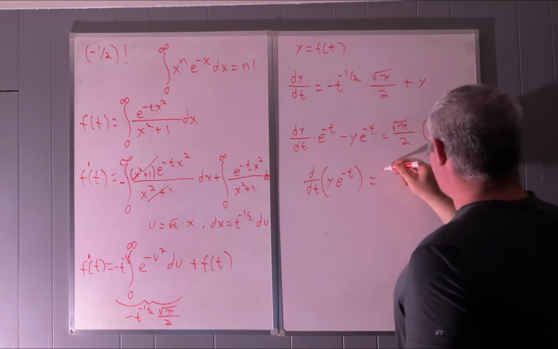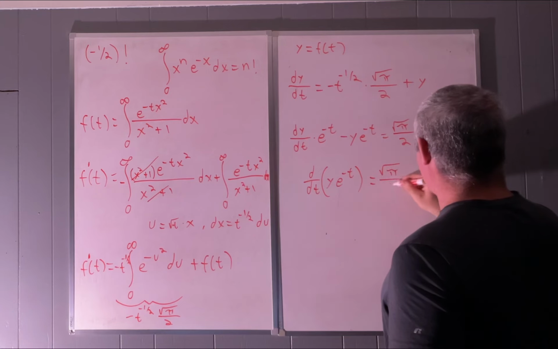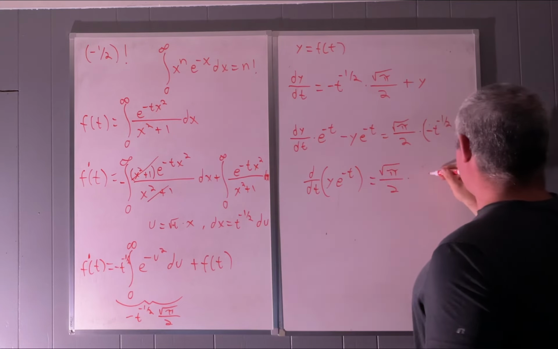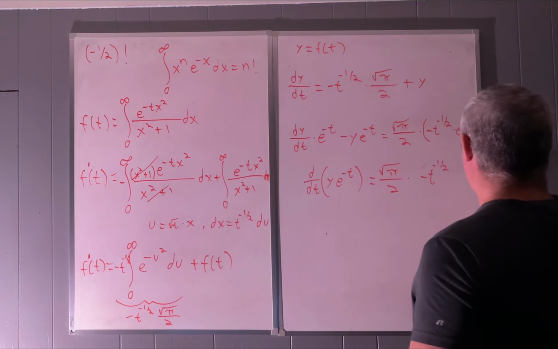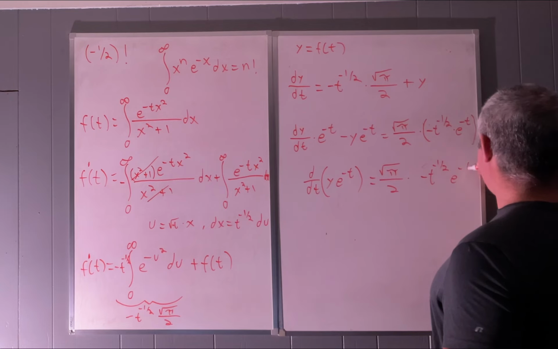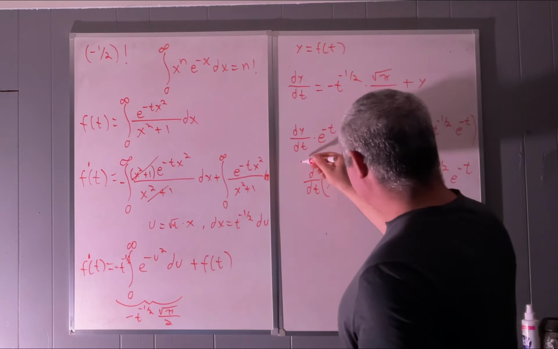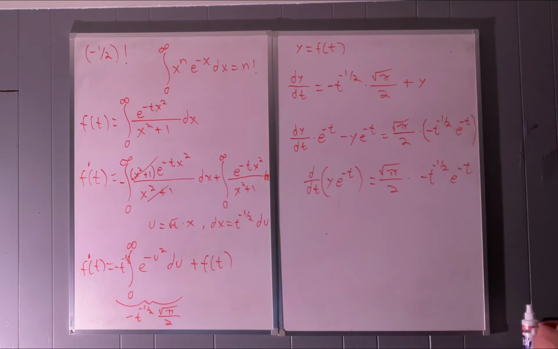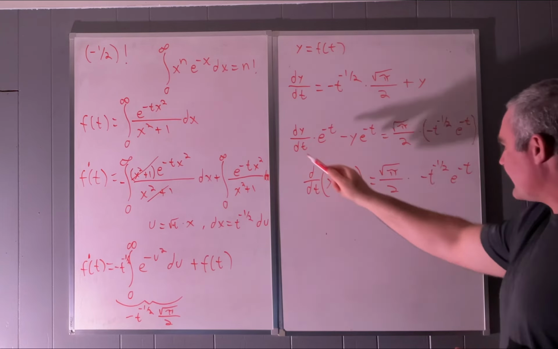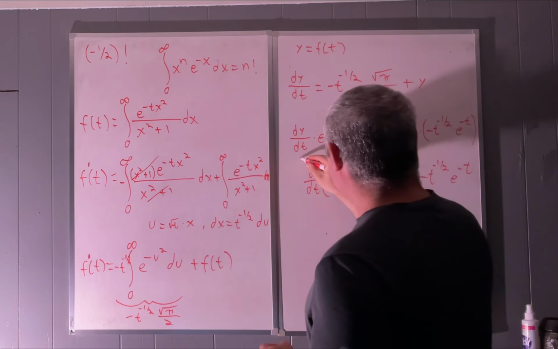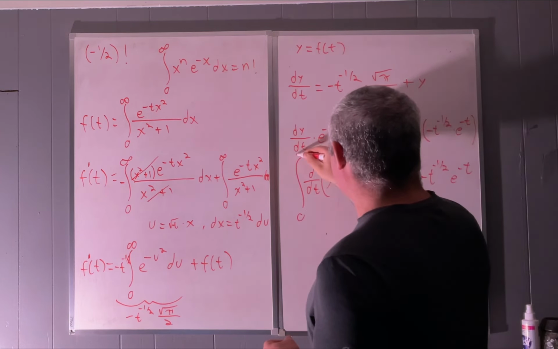Square root of pi over 2 times negative t to the negative 1/2 e to the negative t. All right. So that's true, right? Yeah. Because that's just another way of writing that. All right, so now what we're going to do is integrate both sides with respect to t from 0 to infinity.